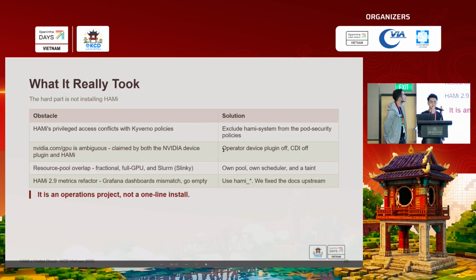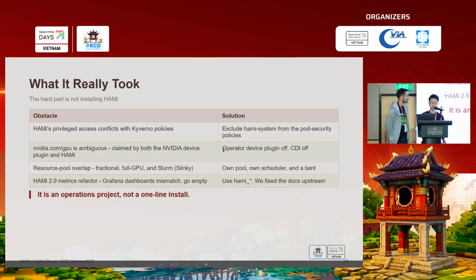What it really took is the hard part. The hard part is not installing HAMi, which is very easy with the HAMi install. But we have some obstacles, like HAMi's privileged access conflicting with Kubernetes policy. We have a solution here: we just need to exclude the HAMi system namespace from the pod security policy. And with the default NVIDIA operator and HAMi, we need to turn off the device plugin of the operator and turn off CDI.